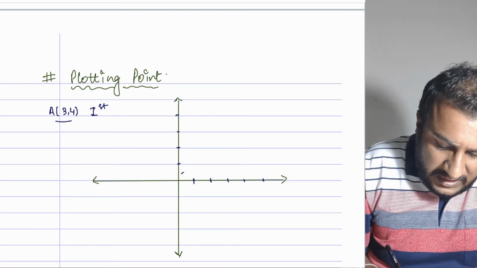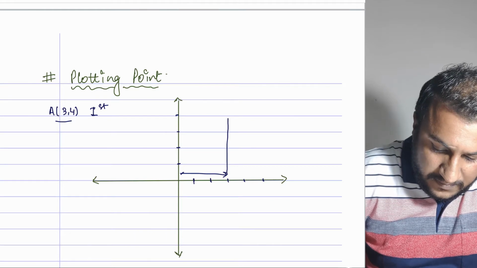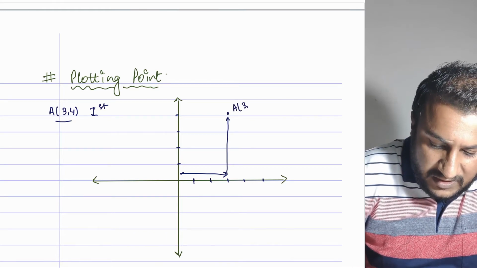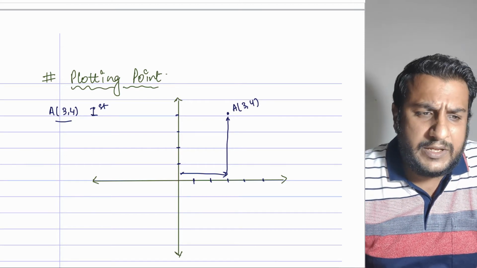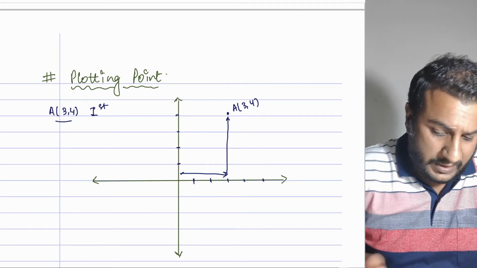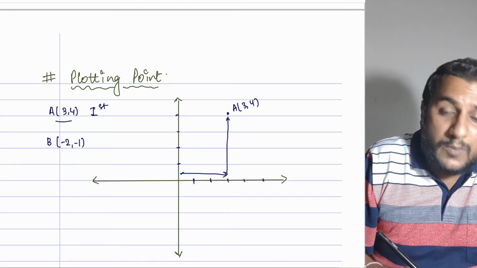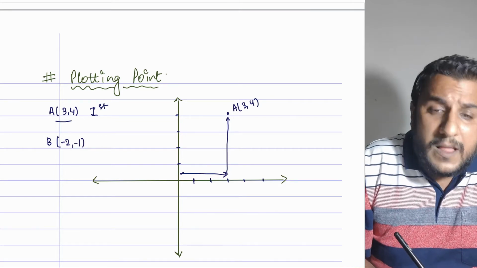So horizontal step is 3 and your vertical step is 4. So this point represents basically A, which is (3, 4). Clear? Now similarly you can mark, let's suppose if I have to represent negative 2 comma negative 1. Let's suppose a point B, (-2, -1). Now both the coordinates, your horizontal as well as your vertical steps, are negative.